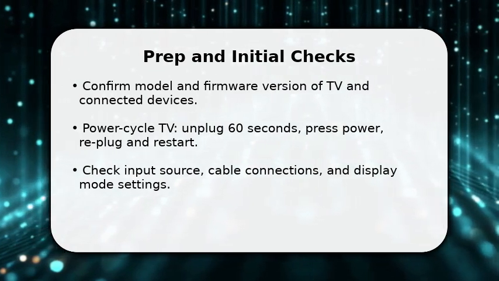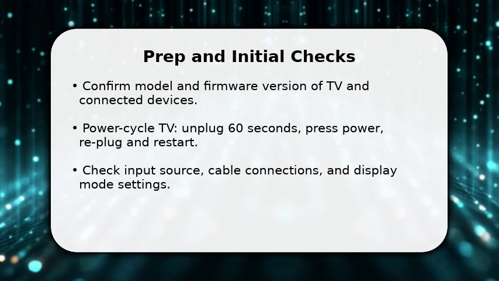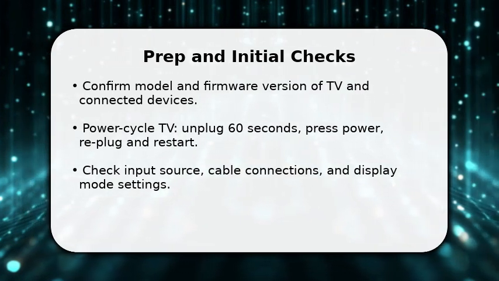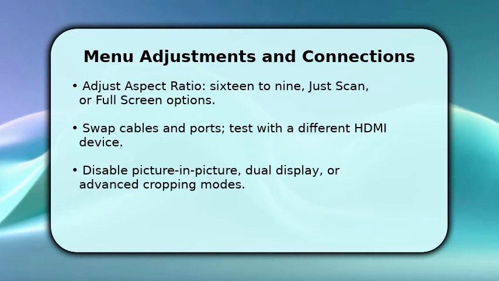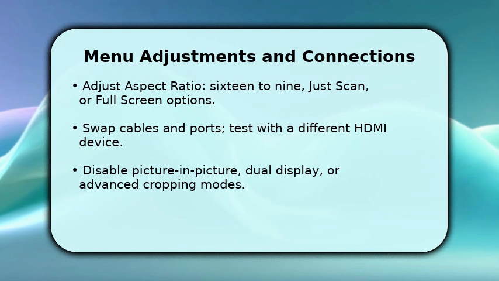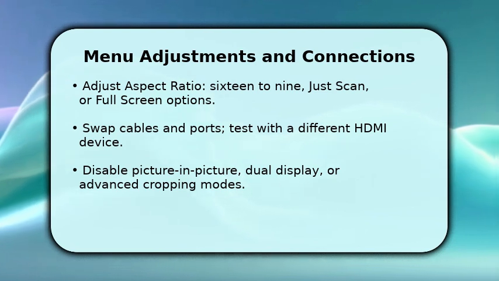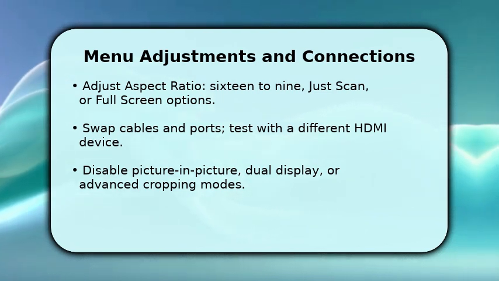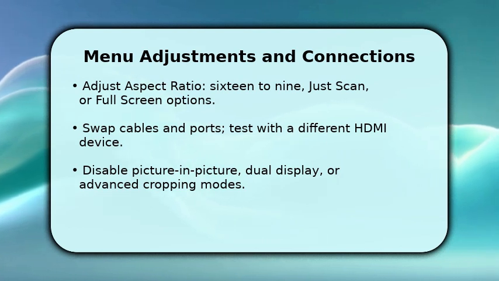Finally, open the picture or display menu and note the current aspect ratio and screen position options, but now focus on display and connection settings to isolate the problem. Go to aspect ratio and try 16:9, just scan, and full screen to see which removes the split. Some content needs specific modes.